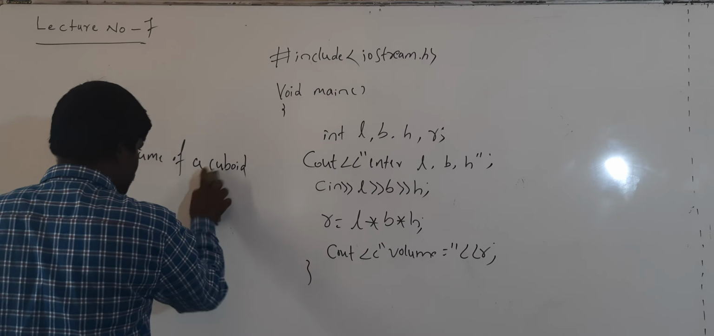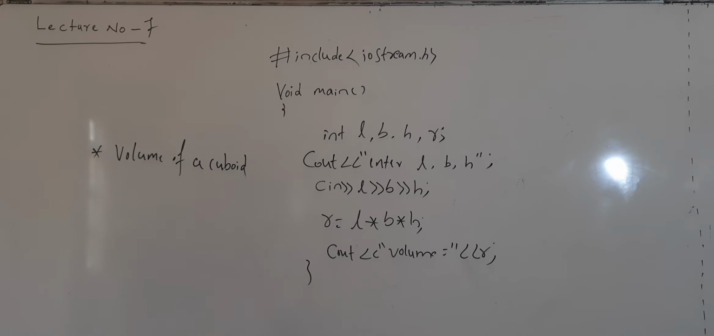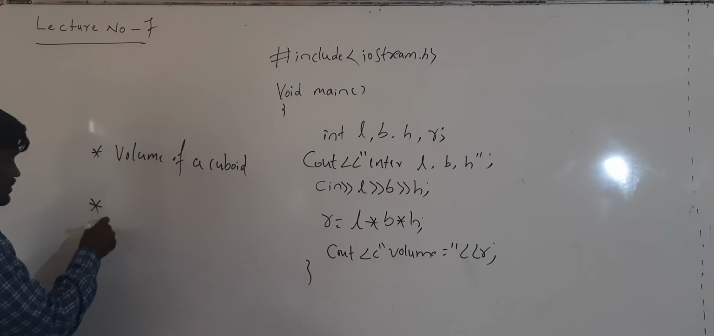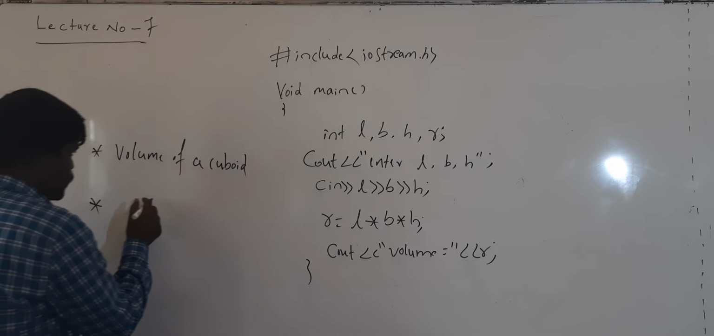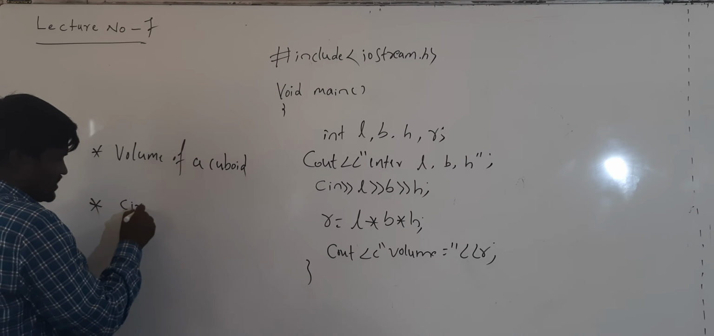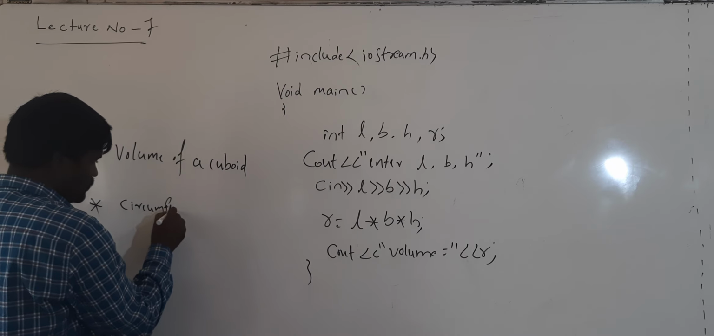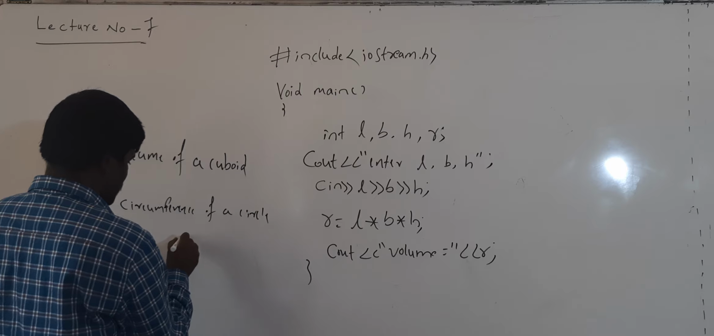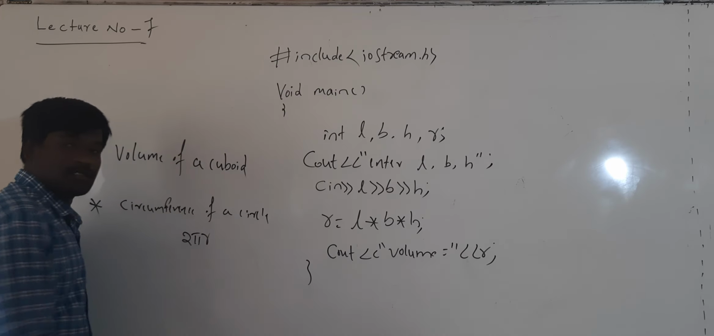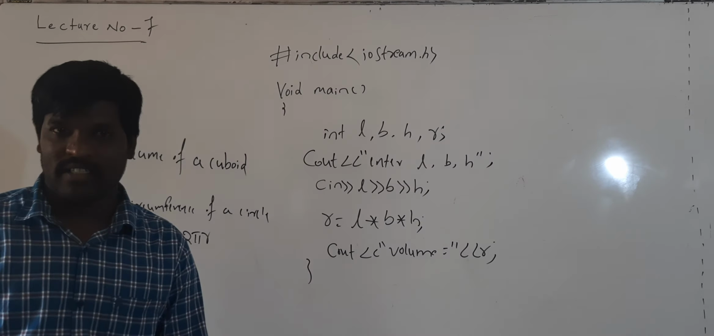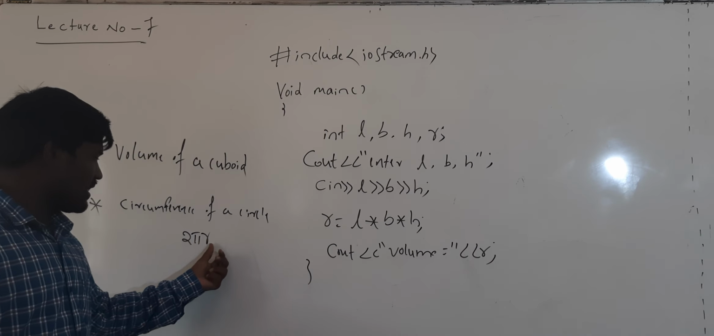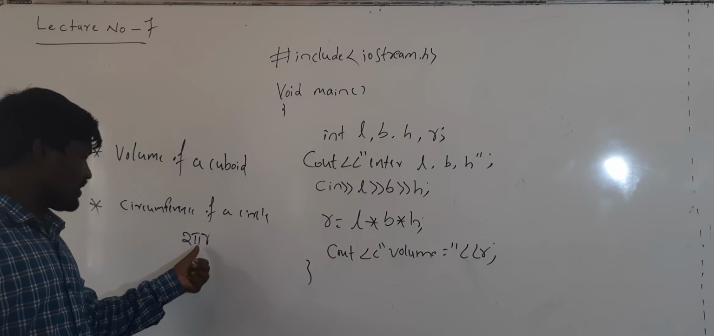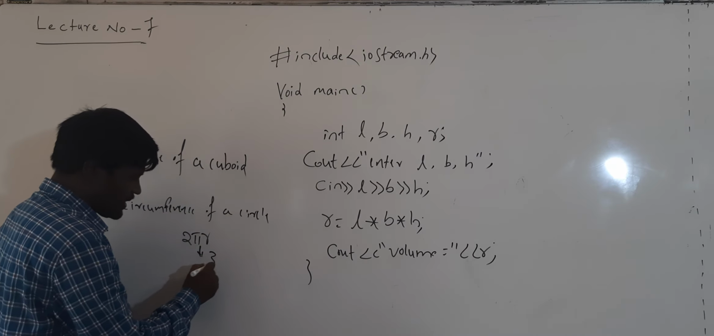Next is the circumference of a circle. That is 2 pi r. See here, 2 is constant, pi is constant, and r. Actually, pi is a constant value. Here the pi value is 3.14.